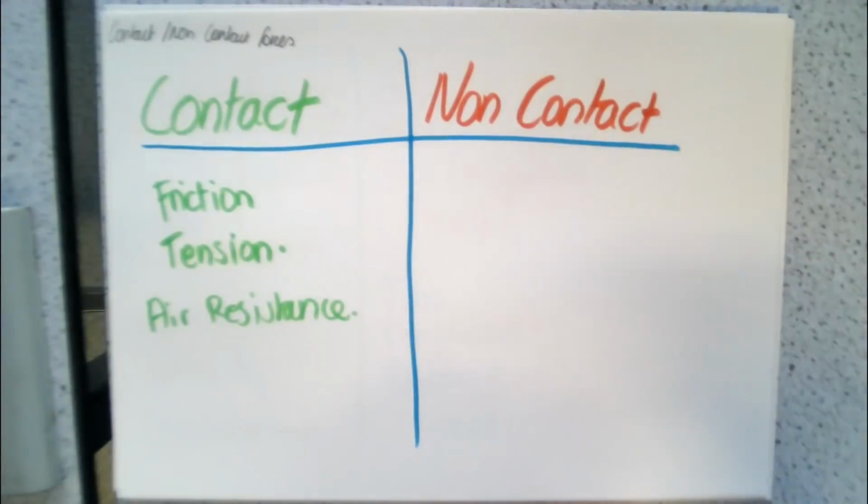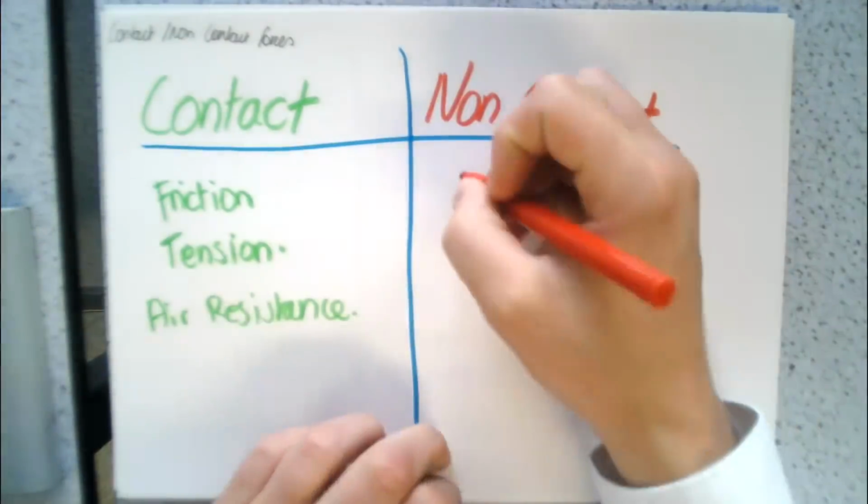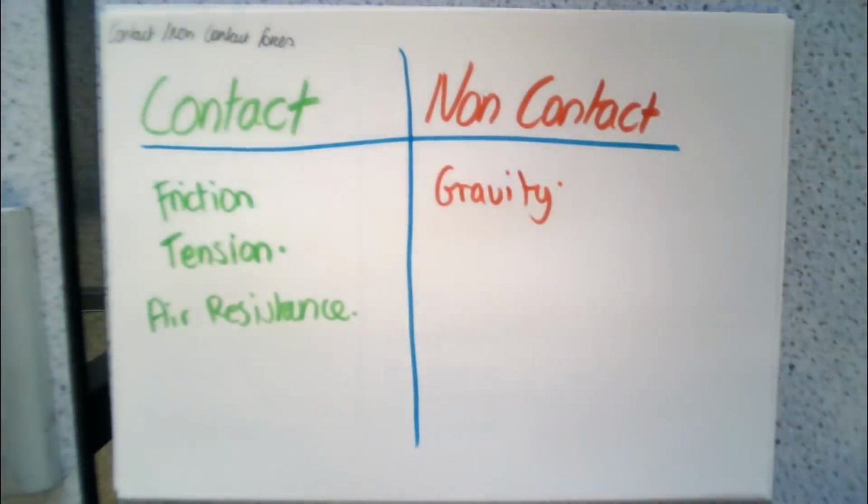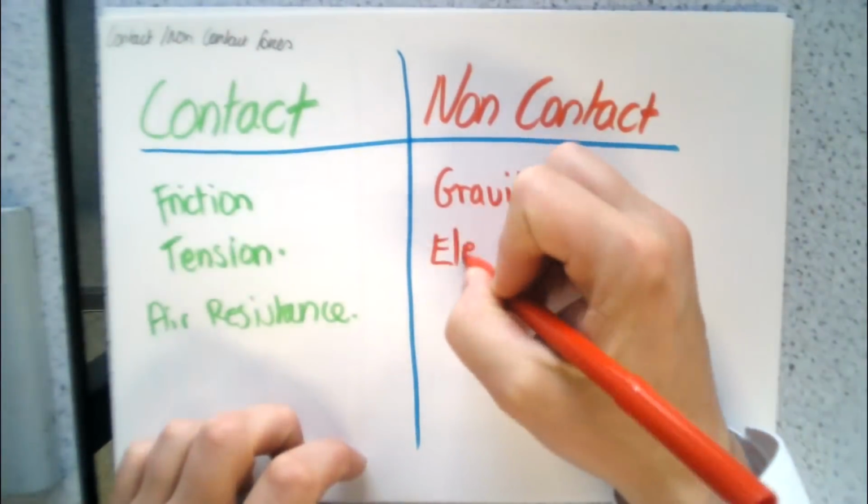Examples of non-contact, the biggest one is gravity. In order to experience a force of gravity, or a gravitational force, you do not need to be in contact with an object. For example, if you jump up, you immediately are pulled straight back down to the ground by the force of gravity. And when you're in the air, you are not touching anything at all. Okay? Electrostatic force.